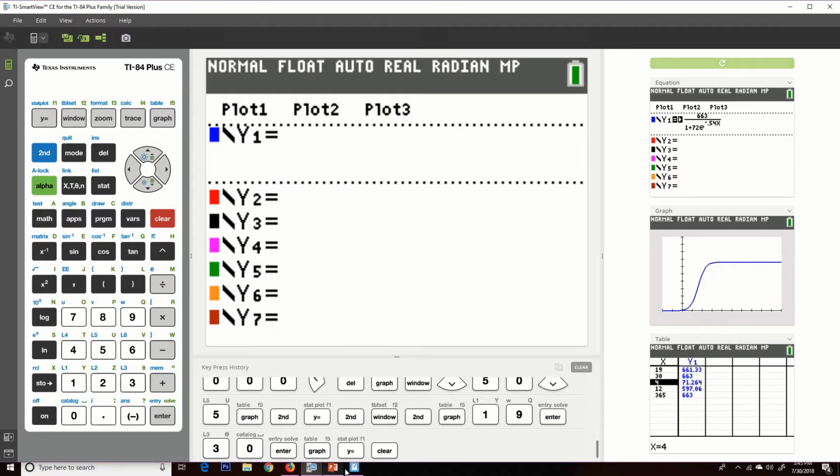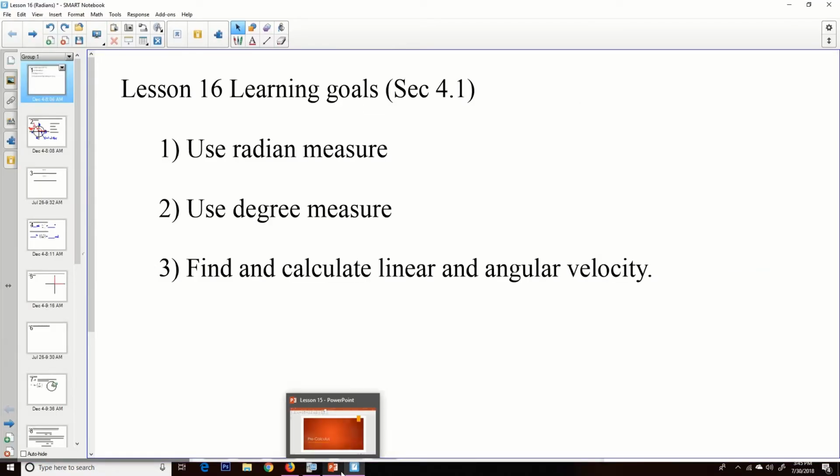The learning goals for today: we're going to use radian measure. We're going to also talk about that in conjunction with degree measure, and we are going to find and calculate linear and angular velocity. None of these things are extremely difficult, but there are a number of different things that we have to go through as we start a new unit.